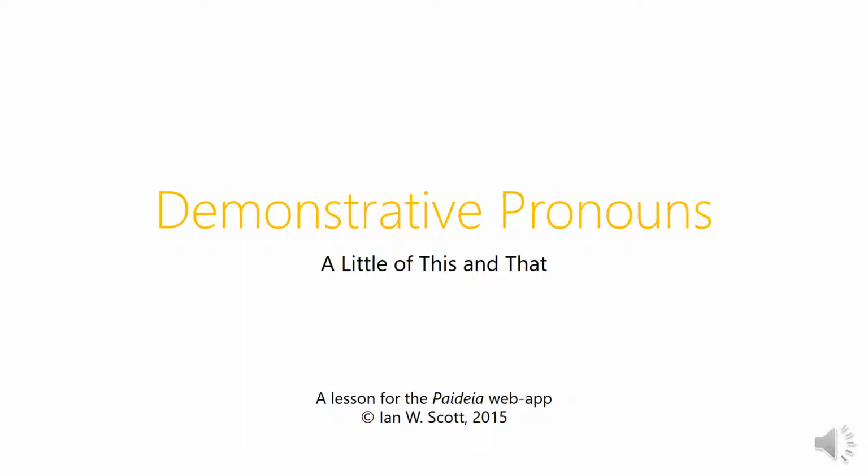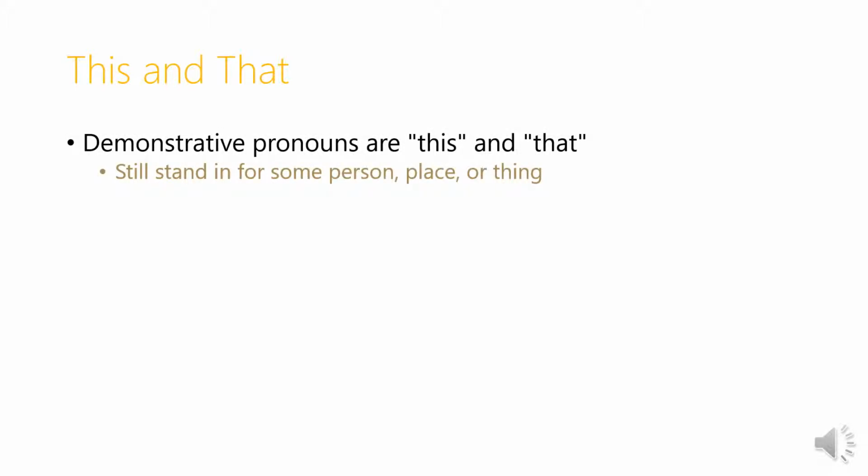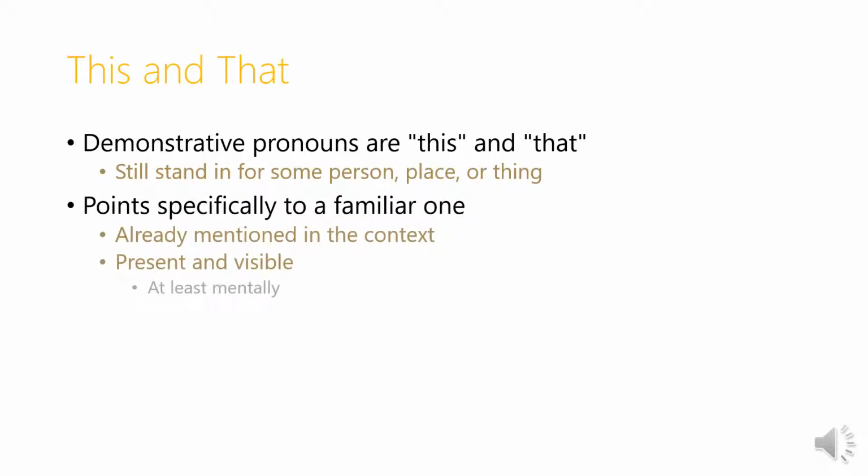In this video we're going to be looking at demonstrative pronouns, looking at a little of this and that. The words this and that are demonstrative pronouns in English. And demonstrative pronouns still stand in for some person, place, or thing. They're standing in for a nominal in the sentence. But this time the demonstrative pronouns point specifically to a familiar one, a familiar person, place, or thing.